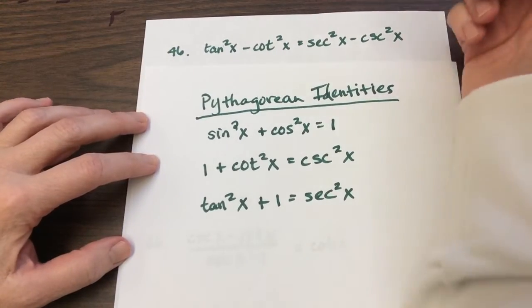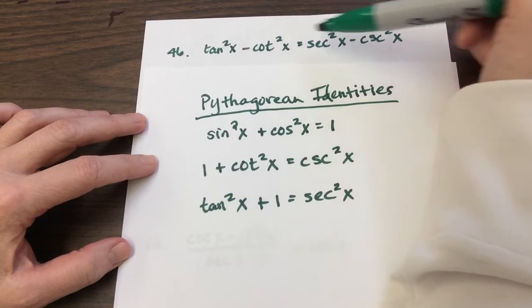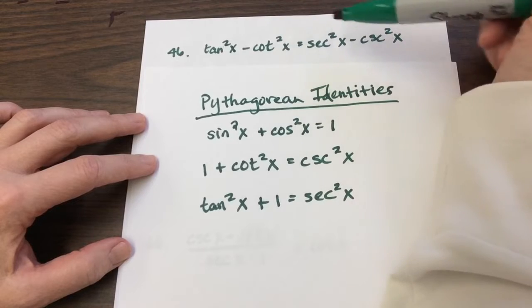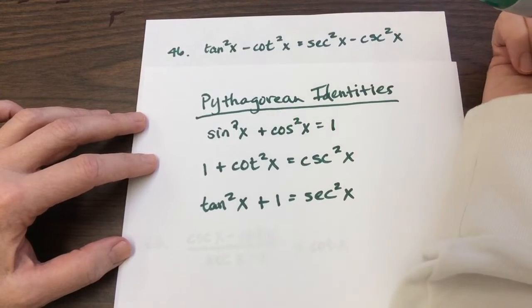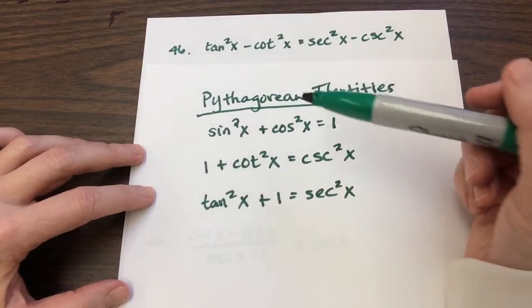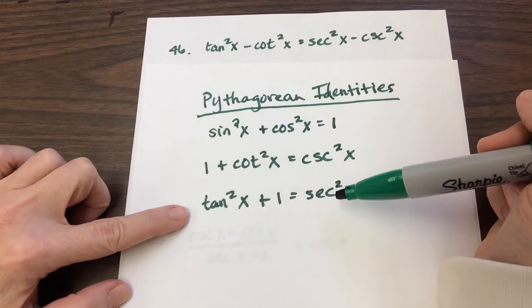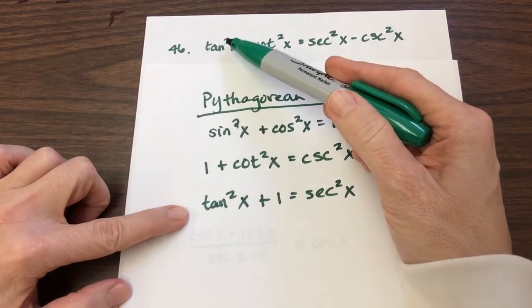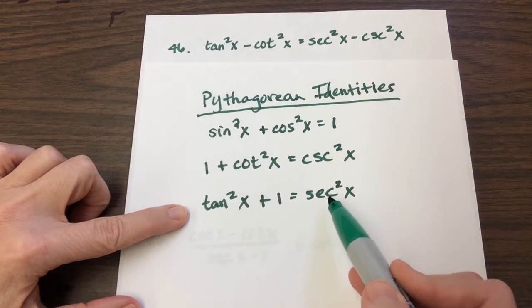So if I'm going to pick a side, like I said, we're going to go with the most difficult side. Neither one of these is necessarily more difficult than the other, so let's just pick a side here. So I'm going to handle this left side over here. I'm going to rewrite this using my Pythagorean identity. So the tangent squared of x plus 1 is secant squared of x.